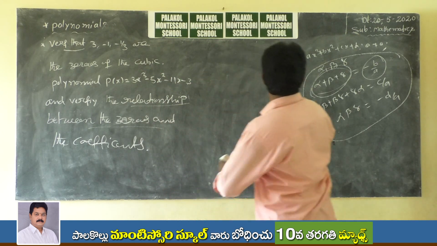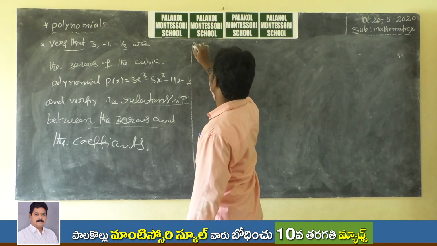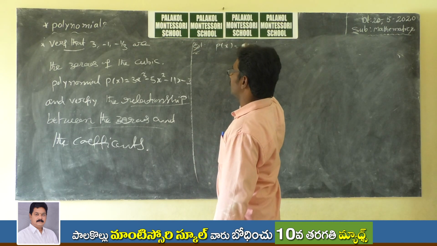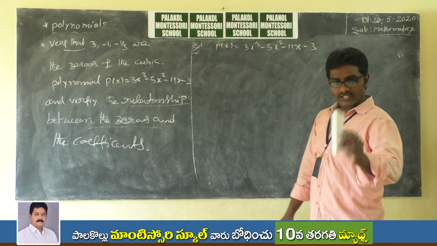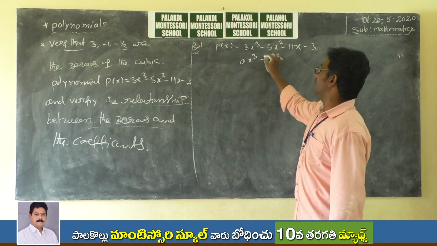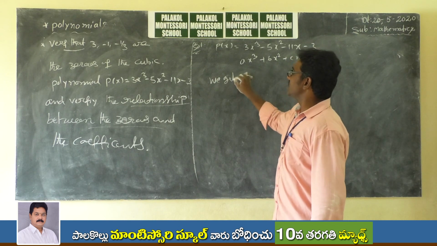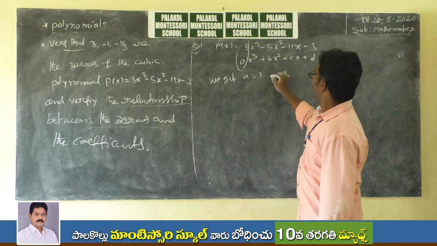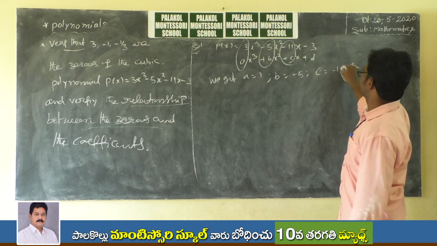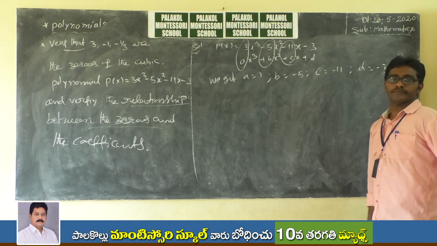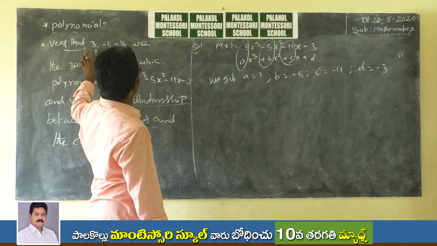Okay, guys. Now, first verify this one. Solution: p of x is equal to 3x cubed minus 5x squared minus 11x minus 3. First you write this, comparing with the general cubic polynomial ax cubed plus bx squared plus cx plus d. You get a is equal to 3, b is equal to minus 5, c is equal to minus 11, d is equal to minus 3.